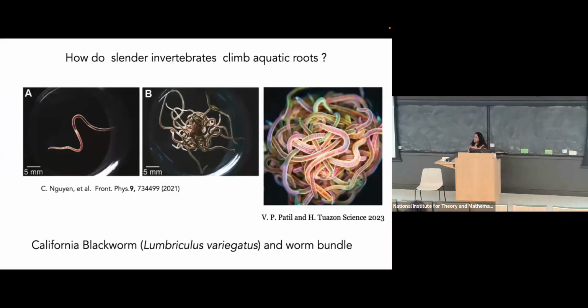But then in a much smaller length scale, like California blackworms, they are centimeter long, very soft, deformable, and found in aquatic environments. So how do they actually climb trees or plants in their environment? So we use, of course, the blackworms. Yesterday we learned that they can tangle with each other and form a worm bundle. So do they use this kind of tangling mechanism to climb the deformable bodies or plants in the environment?